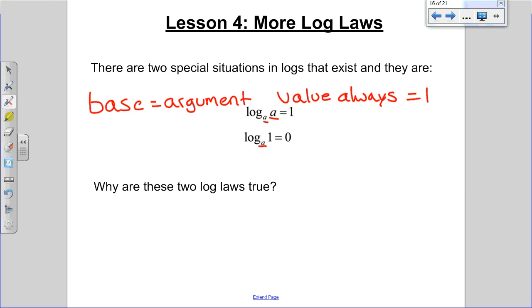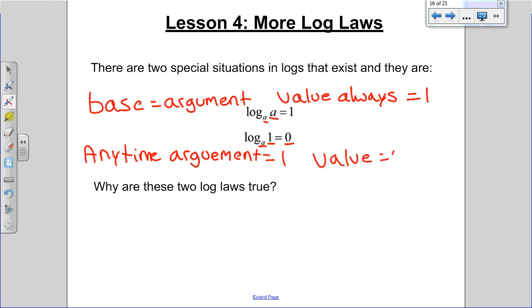The second log law that we're going to learn is that anytime you have a base that is not 1, so a base that's anything really, and the argument is 1, the value will always be 0. Anytime the argument equals 1, the value will equal 0. Every single time.